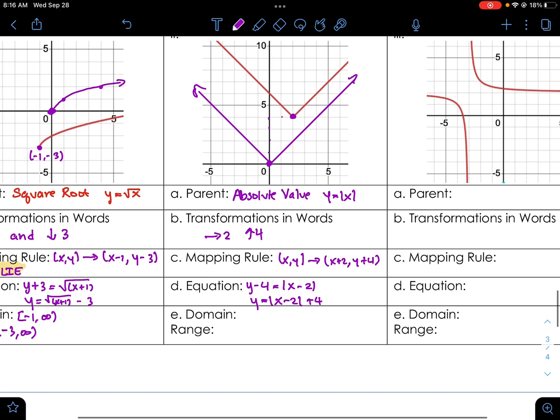And again, this would give us a domain of -infinity to infinity and a range of +4 bracket to infinity.